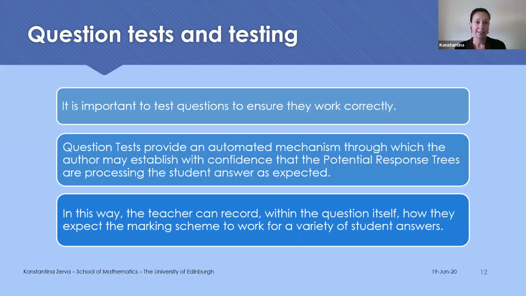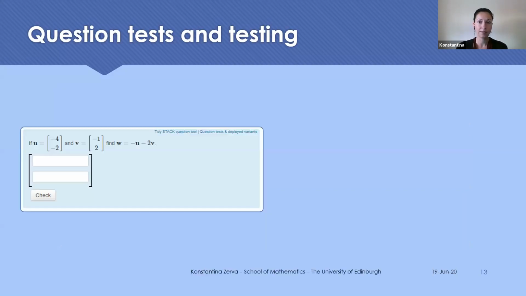Question tests and testing, that is a big topic on its own. It is important to test questions to ensure they work correctly. Question tests provide an automated mechanism through which the author may establish with confidence that the potential response trees are processing the student's answer as expected. In this way, the teacher can record within the question itself how they expect the marking scheme to work for a variety of student answers. So let's see the testing, just by having an example.